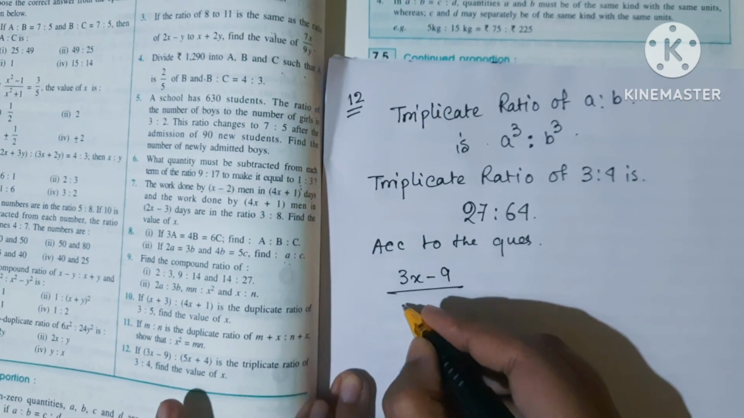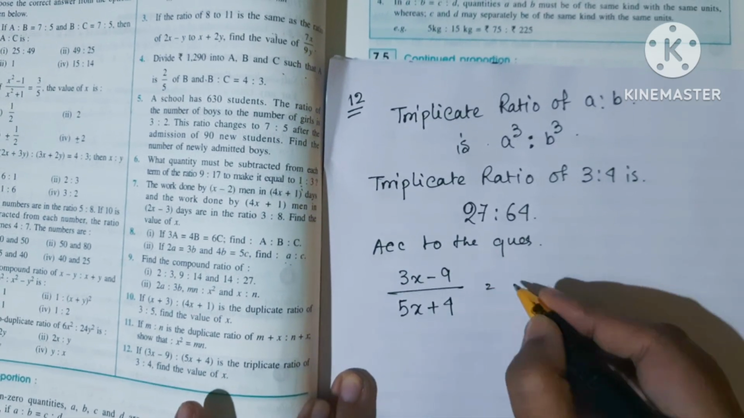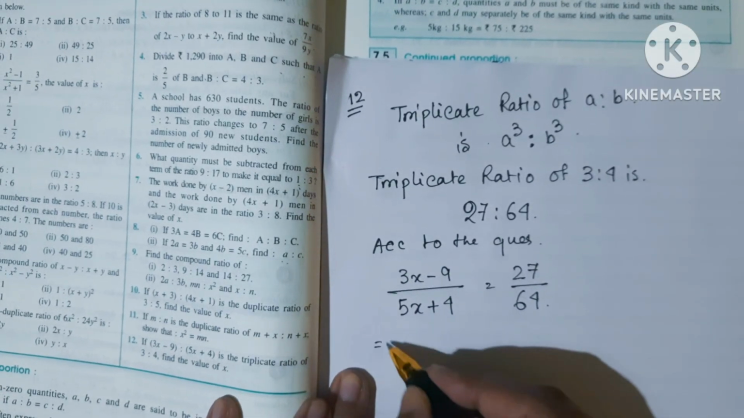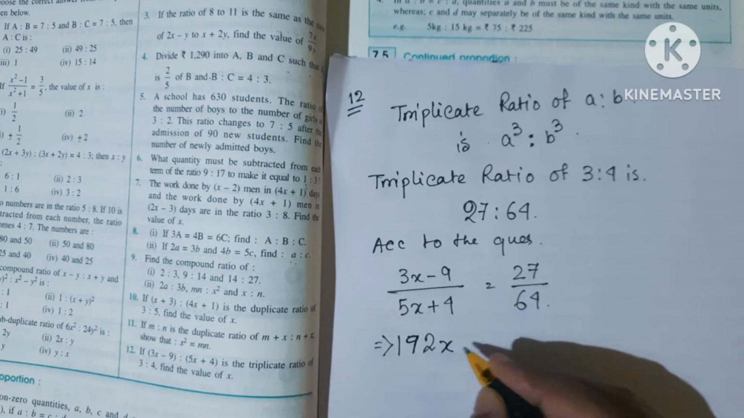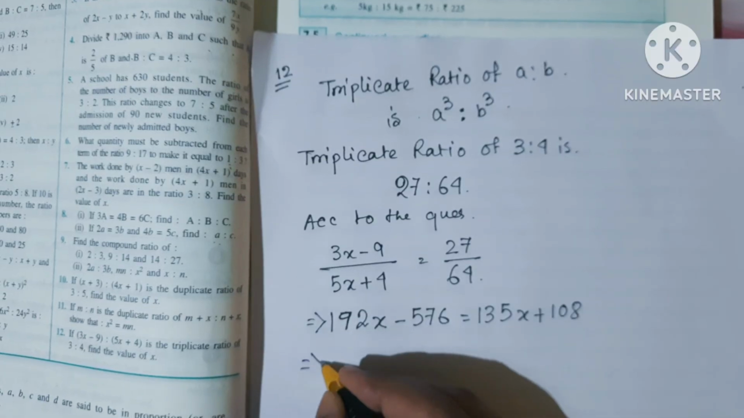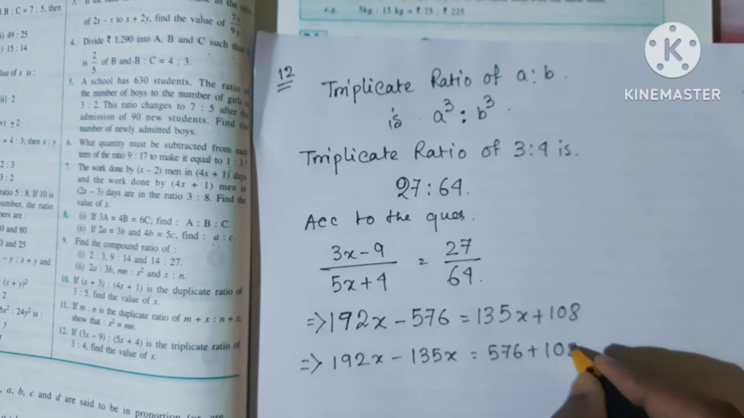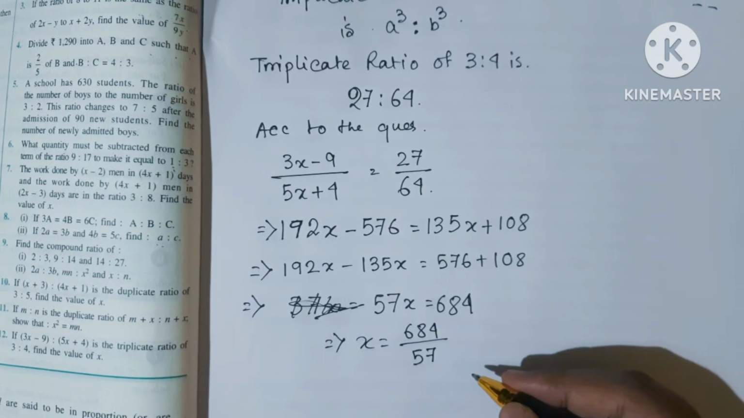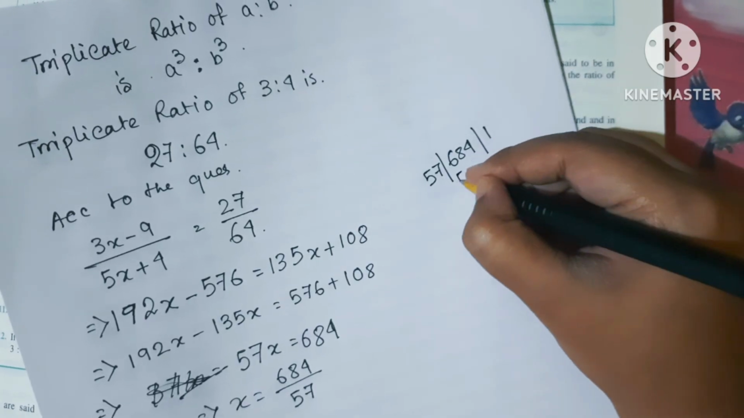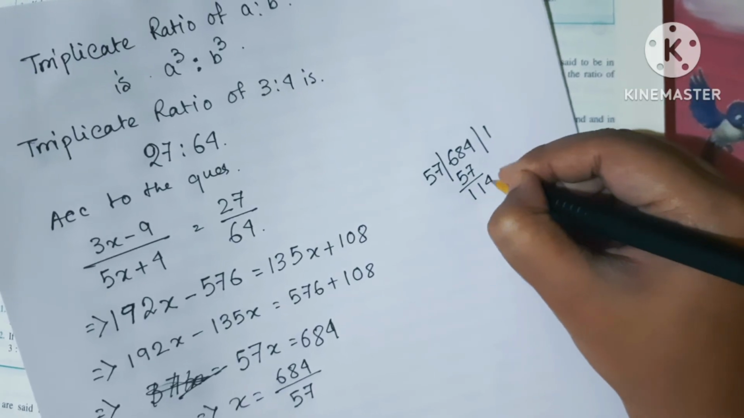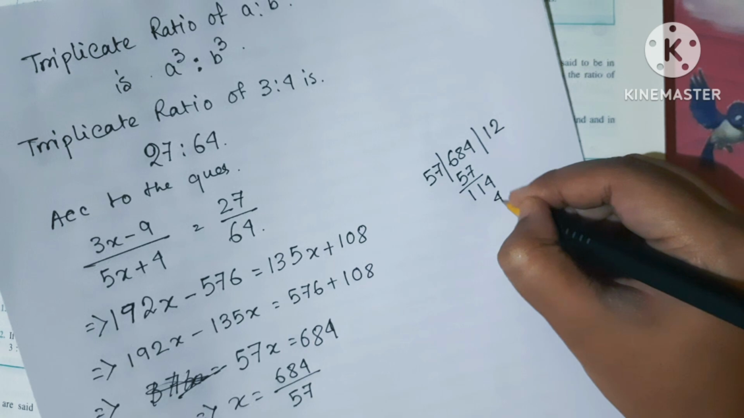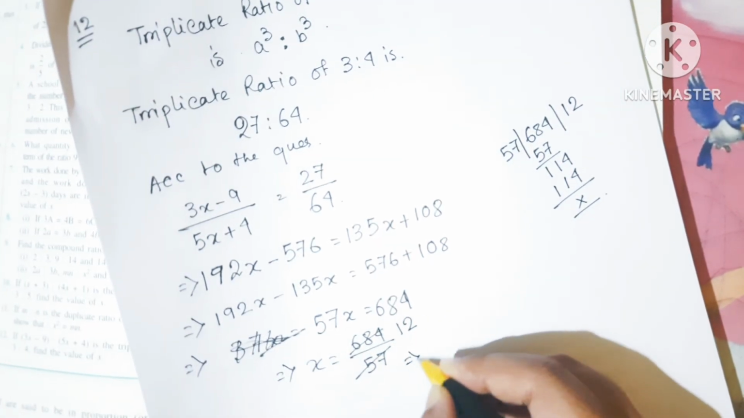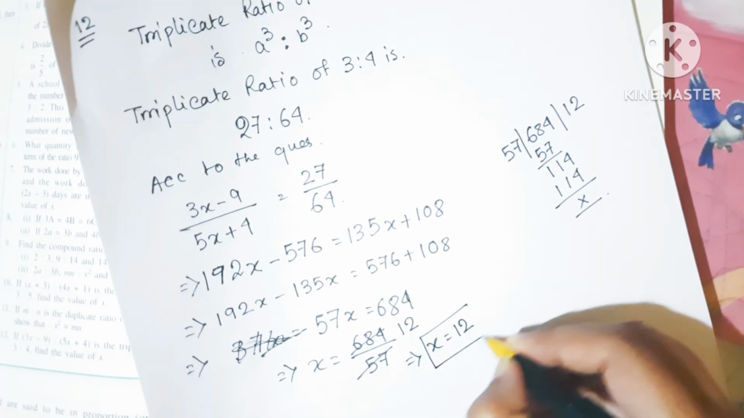Now according to the question, 3x minus 9 by 5x plus 4 is equal to 27 by 64. Now if you cross multiply, what will you get? 192x minus... So x will be 12 and that is the answer.